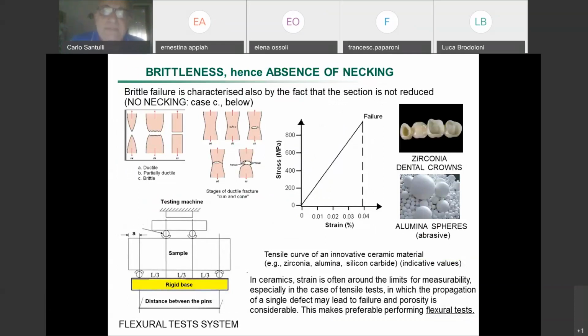so what happens with ceramics? Ceramics, you don't have any necking. You don't have any necking in most cases. So brittle fracture. So this is a recall, but don't apply. This doesn't apply to ceramics. This is a recall of how far you can go.